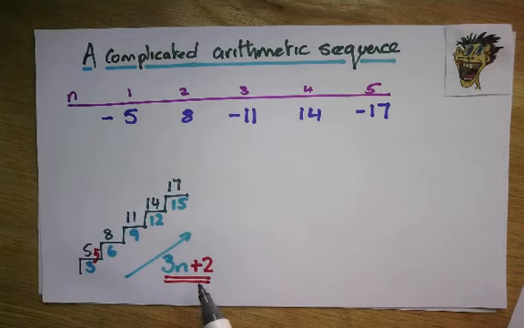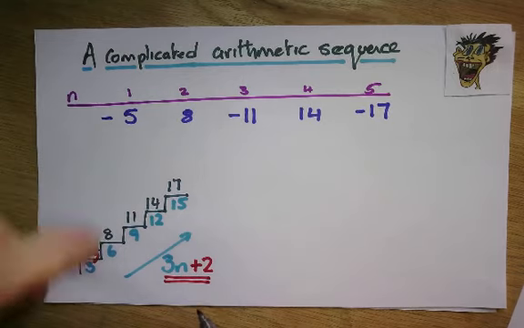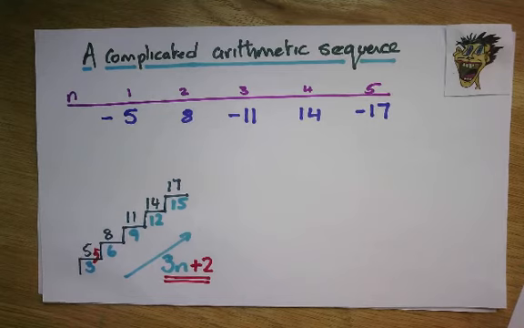But clearly, if I did that, I wouldn't get this. I'd get 5, 8, 11. So I need to do something in front of it. And here's the clue, here's the thing. And this is quite powerful. You'll like this.